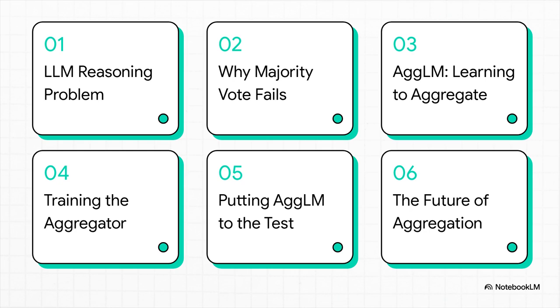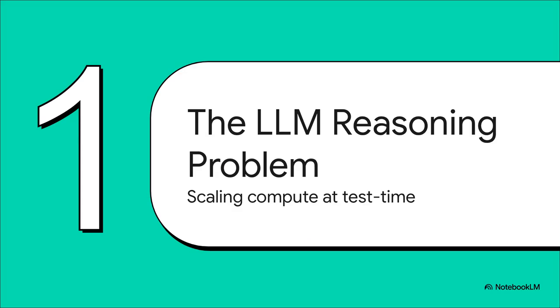So here's how we're going to break it all down. First, we'll set the stage with the LLM reasoning problem. Then, we'll look at why the go-to method, majority voting, just doesn't cut it. And then, the main event, a deep dive into the paper's solution, AggLM. We'll cover how it's trained, how it performs, and what this all means for the future. So, you know the drill.